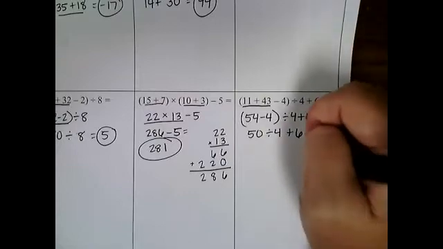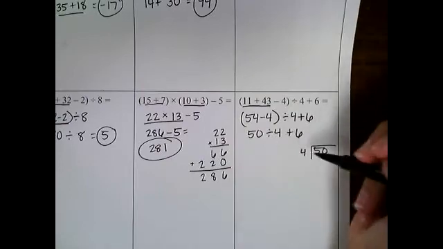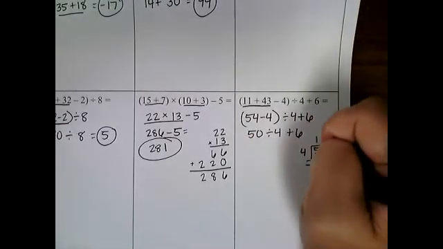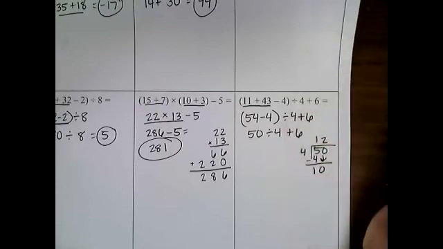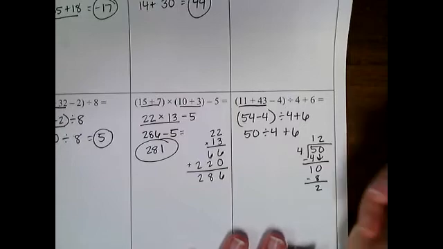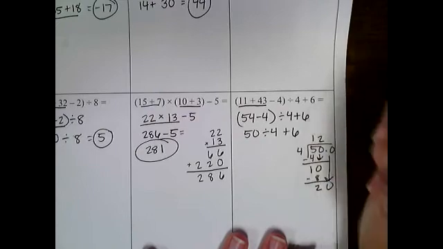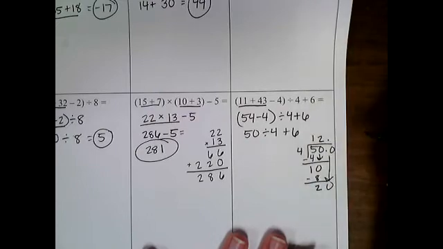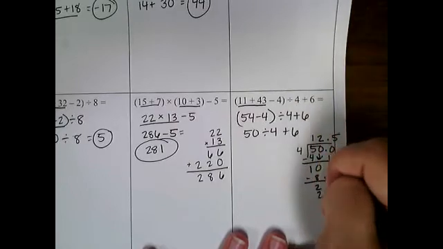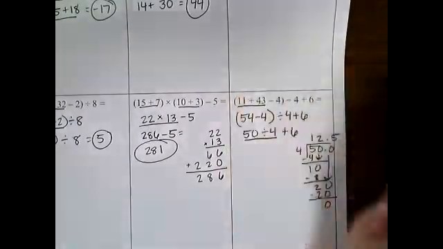50 divided by 4, if you don't know what that is, it's a decimal and that's okay. 4 goes into 5 one time. 1 times 4 is 4. You have 1. Bring down your 0. 4 goes into 10 twice. 2 times 4 is 8. And you have a 2 remainder. Don't write it as a remainder. We're going to keep going. You add a decimal and a 0. That decimal just translates right up above it. 4 goes into 20 5 times. 5 times 4 is 20. Now I have a 0. So 50 divided by 4 is 12.5.